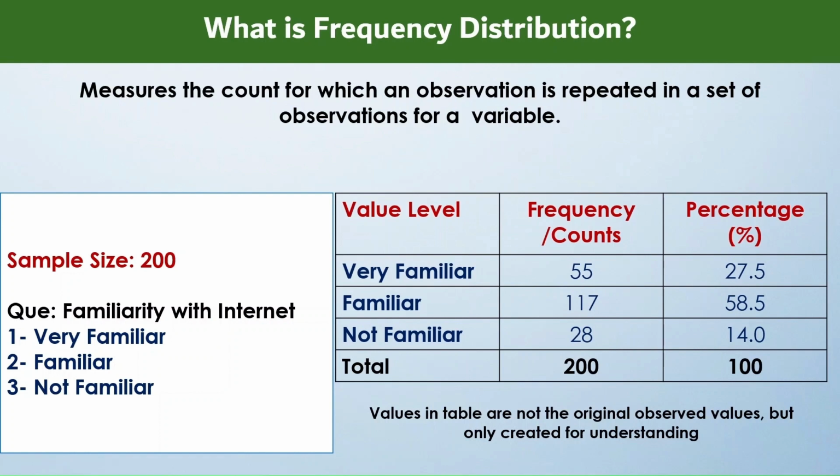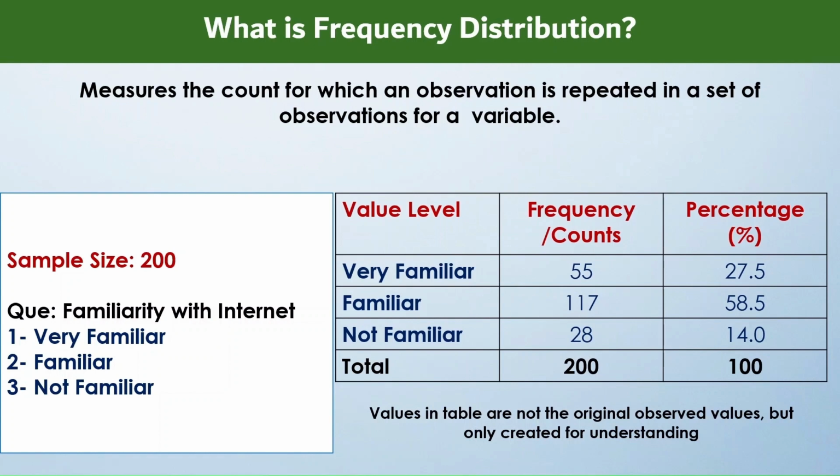For this particular question, we are more interested to know how many respondents out of 200 are very familiar, familiar and not familiar with the internet. The question how many is answered with frequency distribution. As you can see in the table here, 117 respondents out of 200 are familiar with the internet, while 55 respondents out of 200 are very familiar with the internet. Only 28 respondents out of 200 are not familiar with the internet.